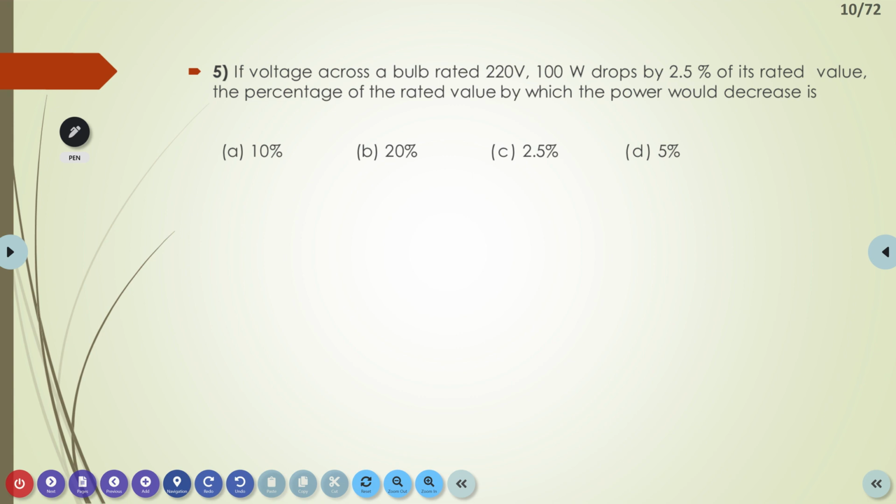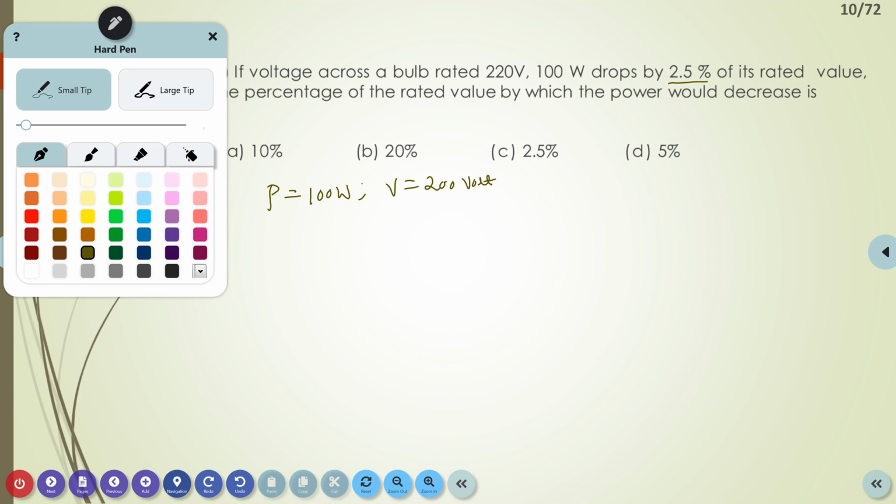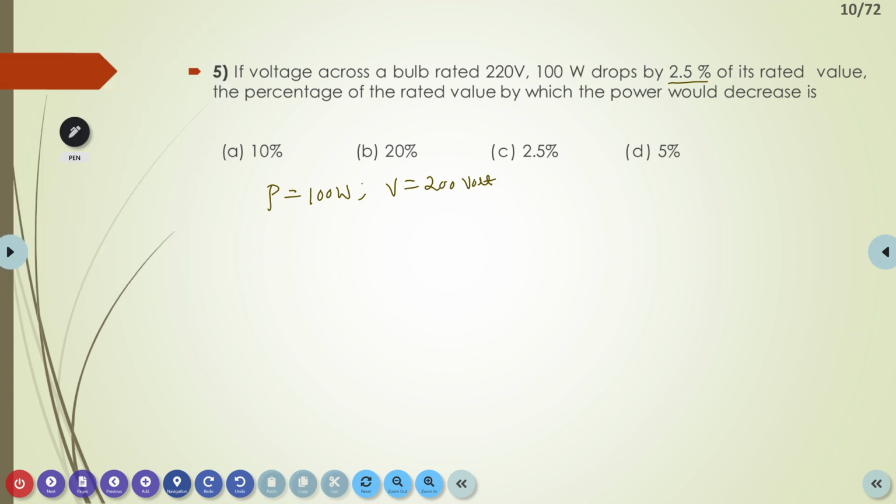If voltage across a bulb rated 220 volt 100 watt. On the bulb they always write the operating voltage, and also what watt it is. It is 100 watt, and voltage is equal to 220 volt. Fine. Drops by, that means voltage will drop by 2.5%. When the voltage drops, then power also changes here. Now he is asking what is the change in the power.